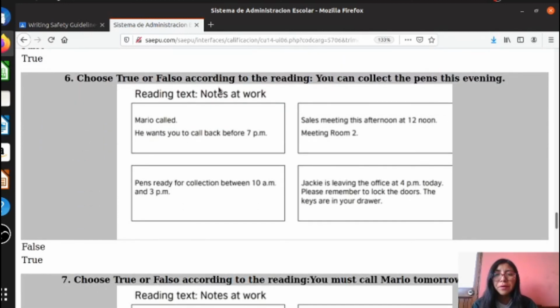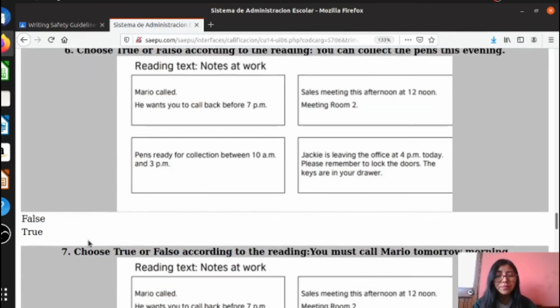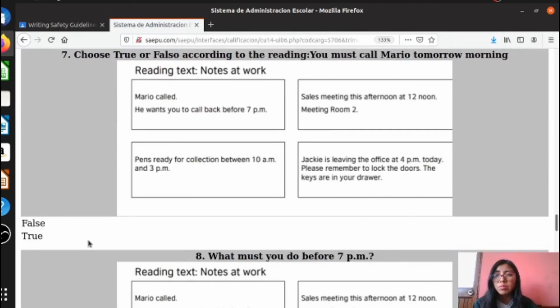Choose true or false according to the reading. You can collect the pens this evening. Okay, that is in that part. So pay attention. Pens ready for collection between 10 a.m. and 3 p.m. Okay, that is related to the morning. So that is false.